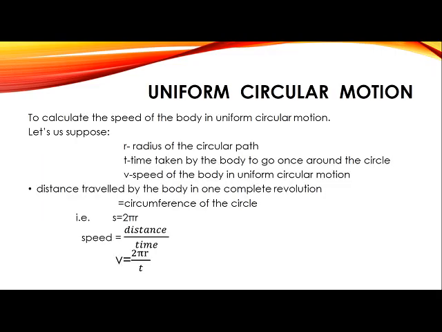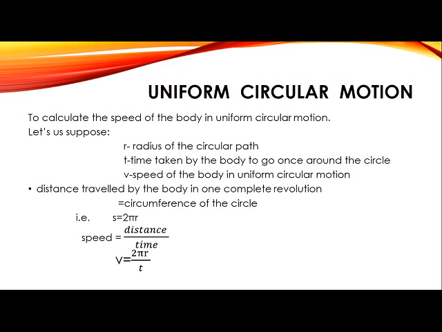Now children, how do we calculate uniform circular motion? Because here, how to find the u, how to find the v. So let us find the equation to calculate uniform circular motion. Let us consider that r, small r, represents the radius of the circular path. T is the time taken by the body to complete one round of the circle. V is the speed of the body in a uniform circular motion.